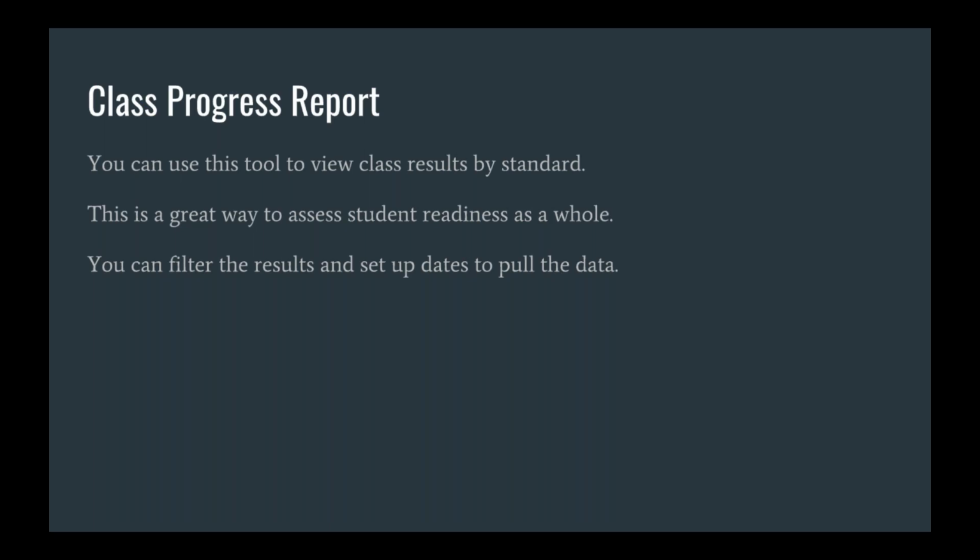You can also look at the class progress report for each of your classes, and I'm going to show you where this icon is. This is a great tool to see how your students as a class are progressing through each standard. It's a great way to assess student readiness as a whole. When you look at this upcoming domain and upcoming lessons, you can get an idea as to who you might need to pull for small groups for remedial attention. You can also look at who might be ready for enrichment or to be student peers, different things like that.